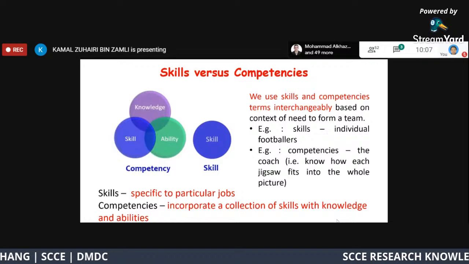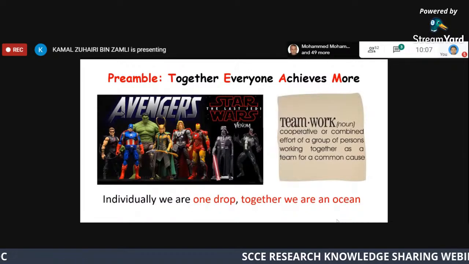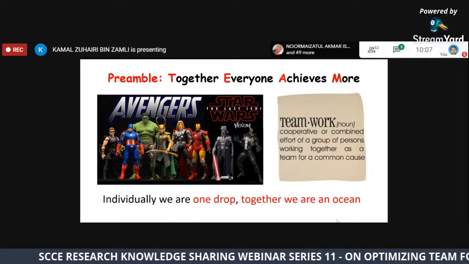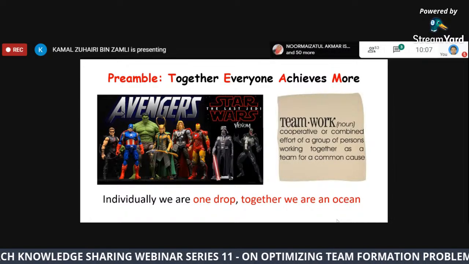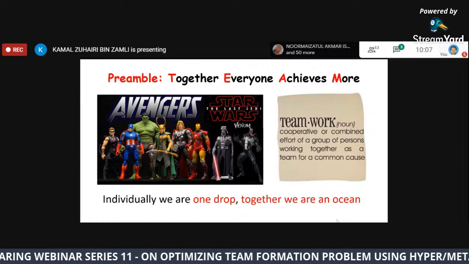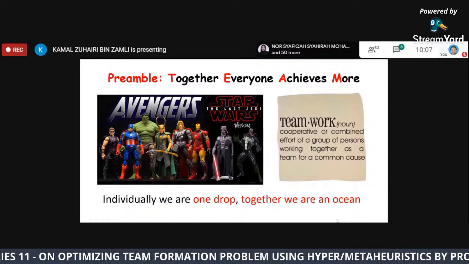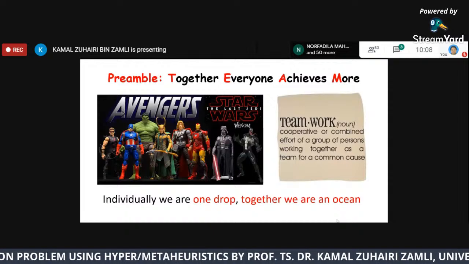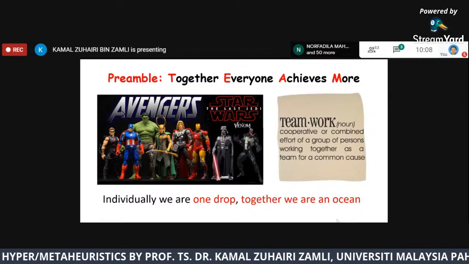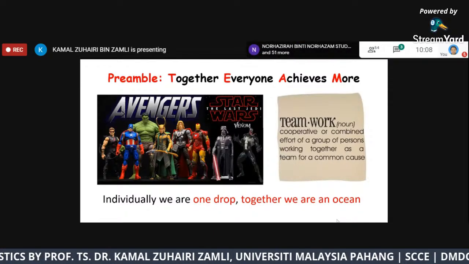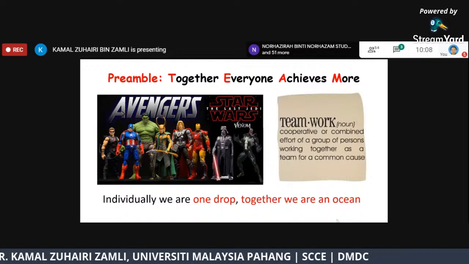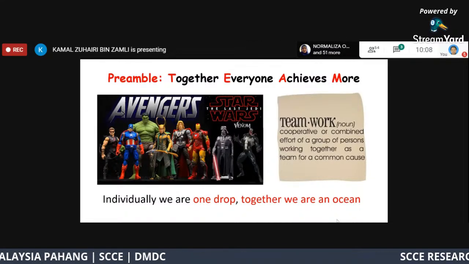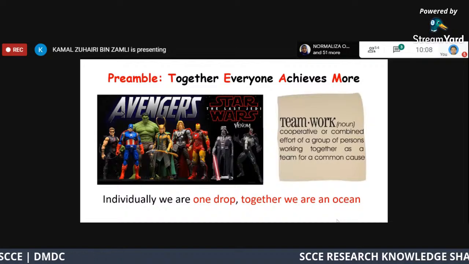Now, teamwork is the cooperative or combined effort of a group or persons working together as a team for a common cause. So as a team, we can achieve more. You can see that even in all the movies, they all come as a team. We rarely see a movie with only a single person. So we see that everything is a team. So we'll see how we form a team.